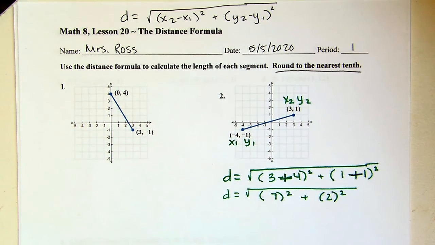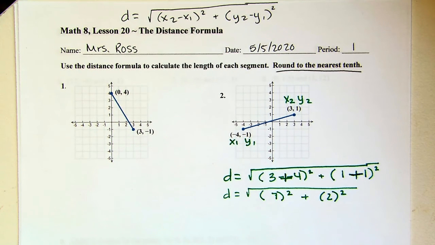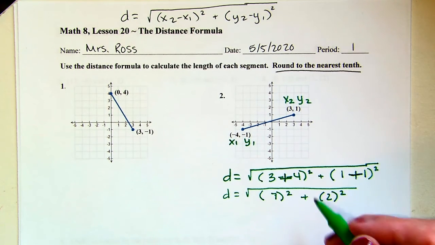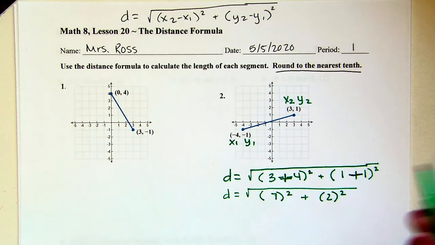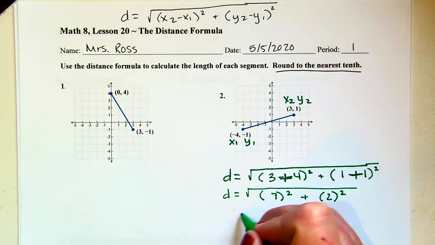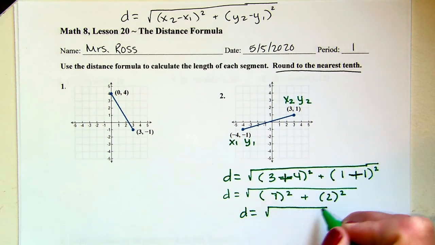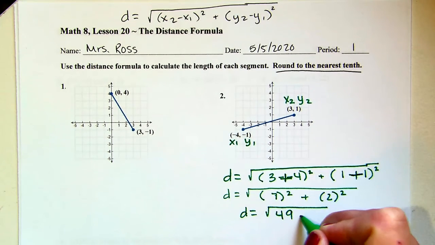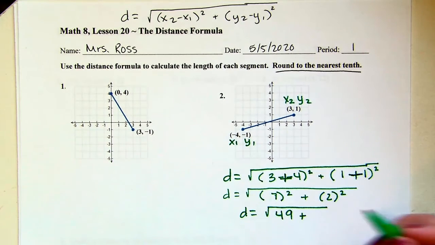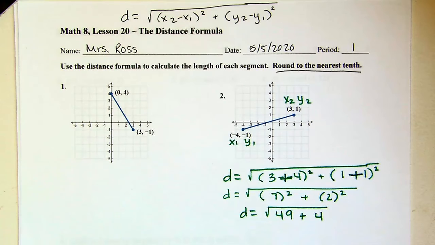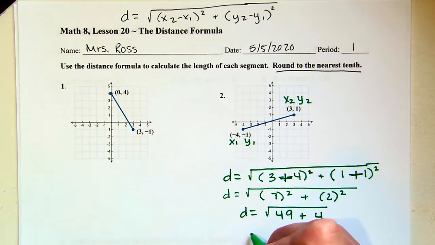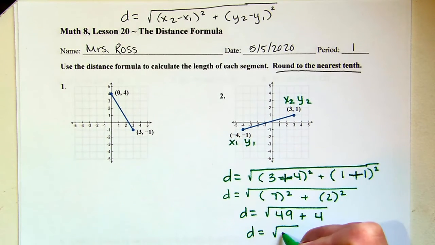Now, I'm going to find out what the value of 7 squared is. 7 squared is not 7 times 2, but 7 times 7, which happens to give us 49. So d is equal to the square root of 49 plus 2 squared, which is 2 times 2, which gives us 4. So we have 49 plus 4. That's going to give us d is equal to the square root of 53.